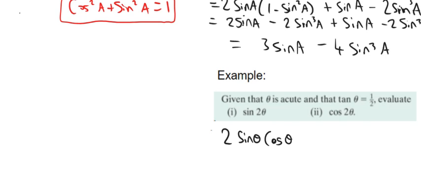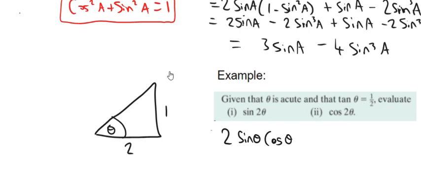So if I was to draw a little right angle triangle here, I already know that tan of theta is 1 over 2, so therefore the opposite has to be 1 and the adjacent has to be 2. So if I just do Pythagoras really quickly here, 2 squared plus 1 squared has to be equal to 4 plus 1, which is 5, and if we get the square root of that, the other side has to be root 5. I'm just using Pythagoras there if you're not sure what I'm doing.